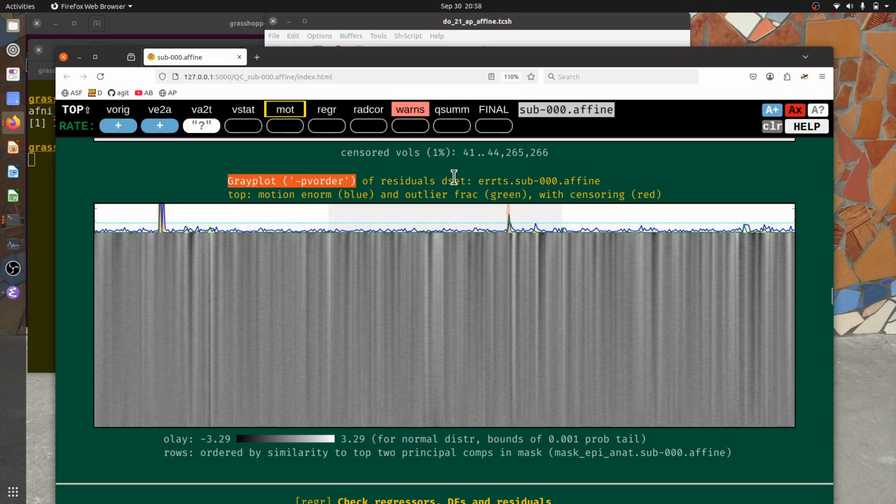I should have mentioned in the beginning that what we're actually looking at is the gray plot of the residuals data sets, the error time series. This by definition has mean 0. And when we have censoring applied, the ERTS is at its mean 0 value. So this is really just 0. That's why it's this kind of middle gray. Okay, so if we didn't have censoring, we would expect this to be very bright or dark or both. Some parts of the brain go up, some parts go down when there's motion. All right, and I will pause here for that.